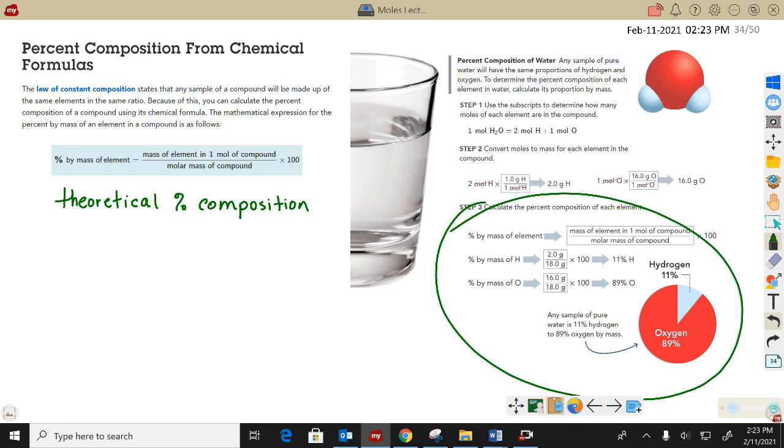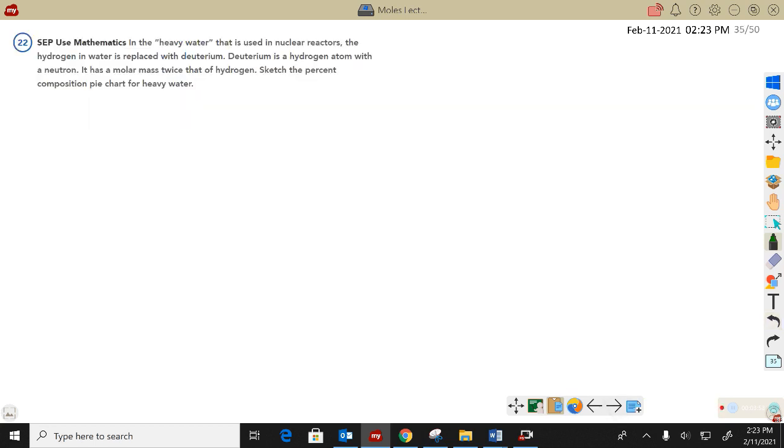And so again, it's the same concept, but we can do this type of a calculation with lab data, or we can do it with theoretical data off the periodic table.